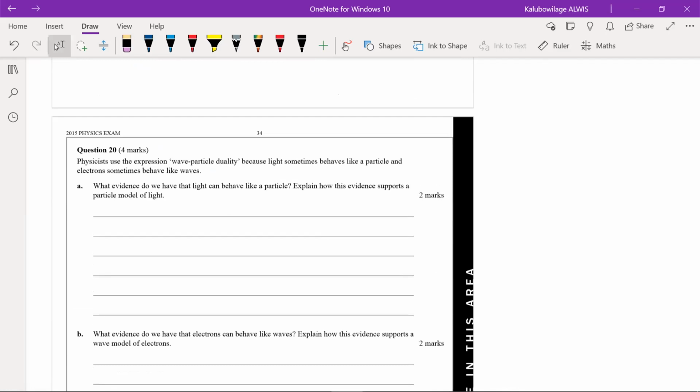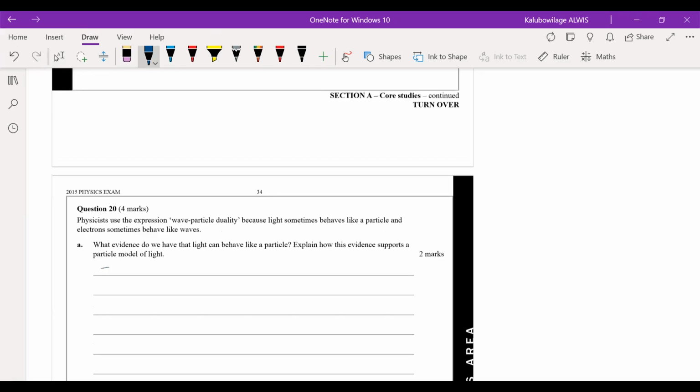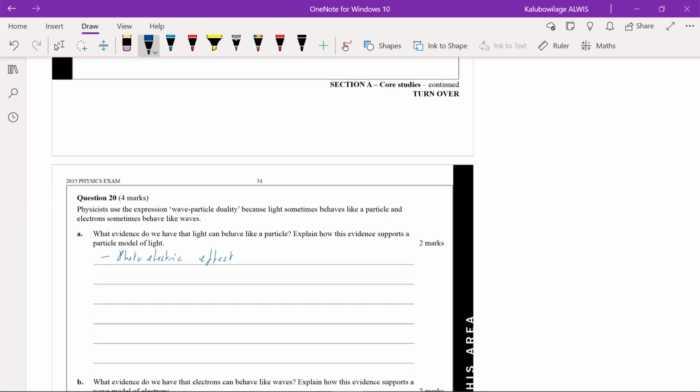Electrons behave like waves. For the photoelectric effect, evidence is independence of ejected electrons from incident light intensity and the lack of time delay in electron emission.